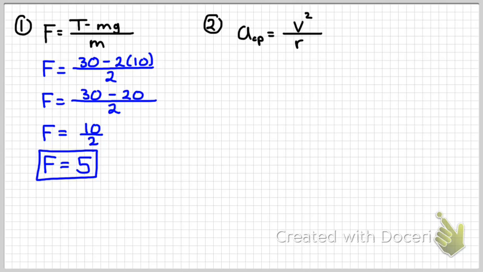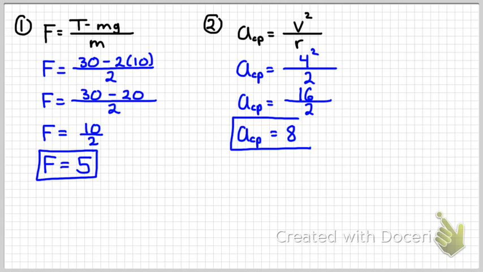The second one was a subscript c p equals v squared over r. Substituting, v is 4, r is 2. Do the squared first. 4 squared is 16, and then divide. And so you should get an answer of 8.